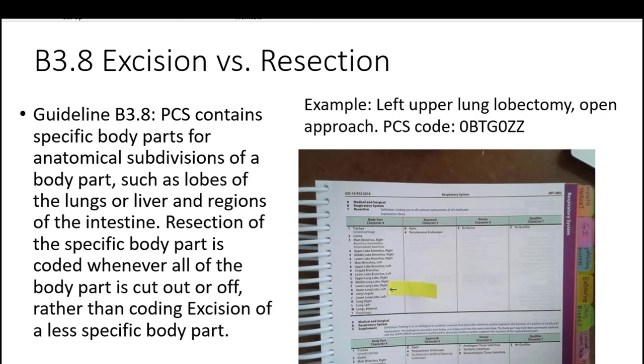The example given is a left upper lung lobectomy, and I have there the PCS code that you would use. And you can do that because the lungs are divided into the different subdivisions. In this case, the left upper lung.